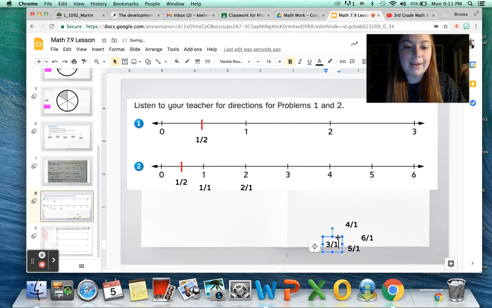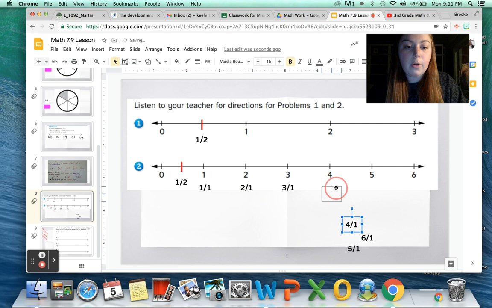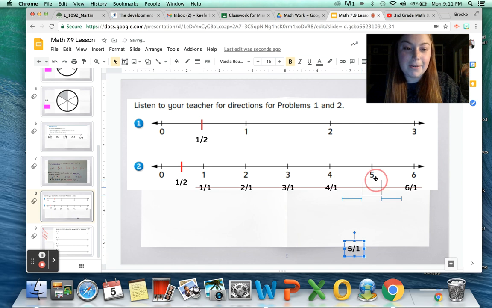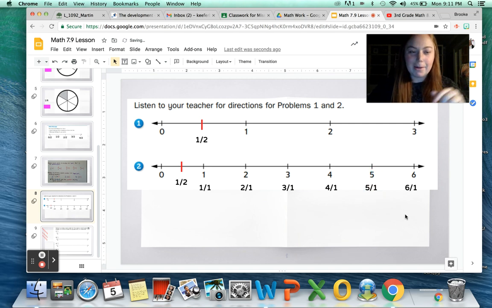Oops, grabbed the wrong one. There we go. 3 wholes, 4 wholes, 5 wholes, and then 6 wholes. I kind of jumped that one up. I want you to write this down on your number line for this problem, as well as writing the halfway mark, or the 1/2.